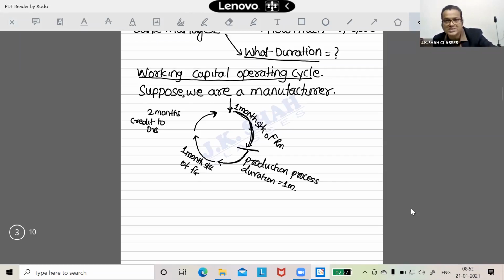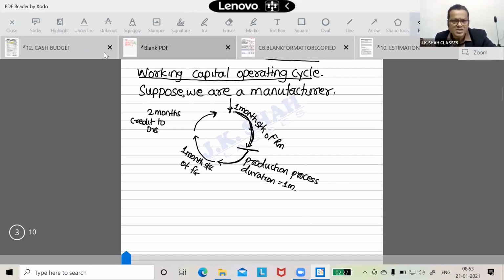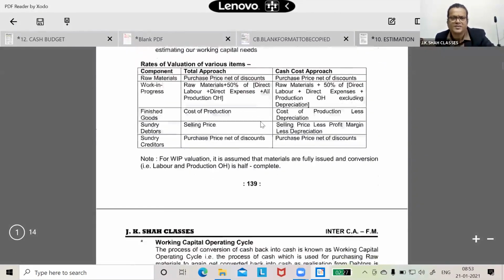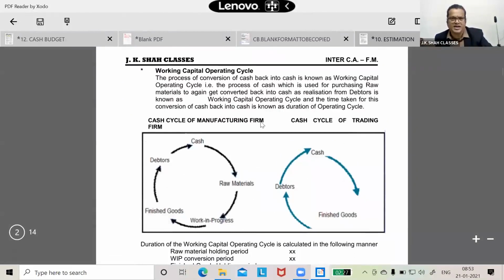So you can see the same thing, guys. I have just picked this from in between the topic and taught you this, which is there on the next page. See, working capital operating cycle. This concept, I just taught you from nowhere. Okay, this is a process of conversion of cash, comma, back into cash. It's not cash back. It's a process of conversion of cash back into cash, is known as what? Working capital operating cycle.